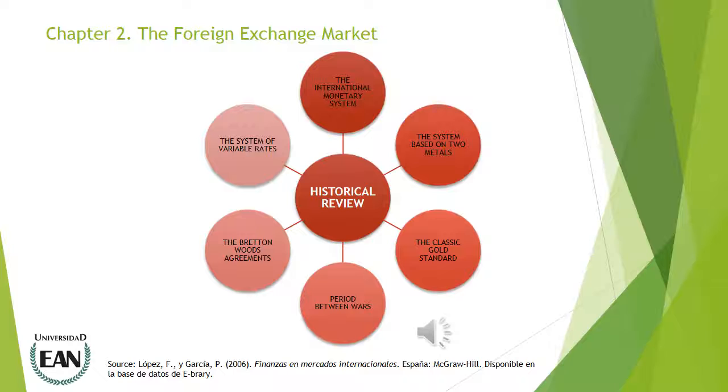Now, the system based on two metals. Before 1970, many countries used a system based on the issuance of coins. Slowly, the countries backed up their issues by the amount of gold that they had in their reserves, failing to use silver as a backing asset. The classic gold standard, between 1875 and 1914. Traditionally, gold has been considered a metal whose possession represents wealth because it is transportable, divisible, homogeneous, and durable.